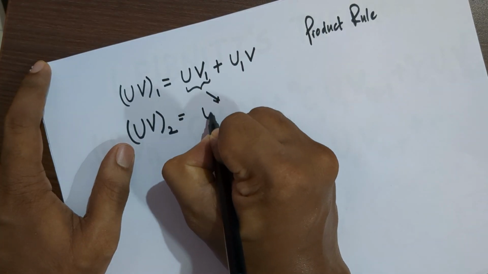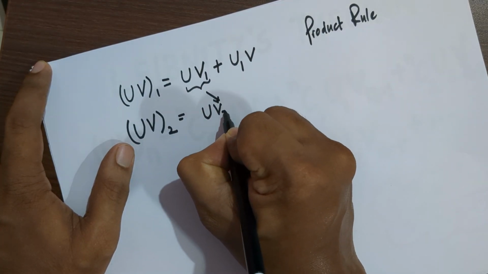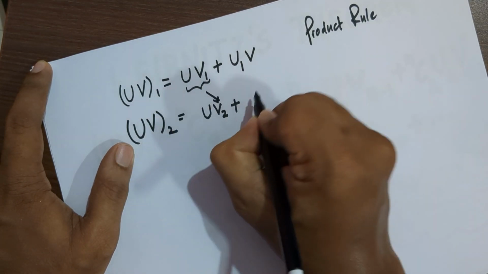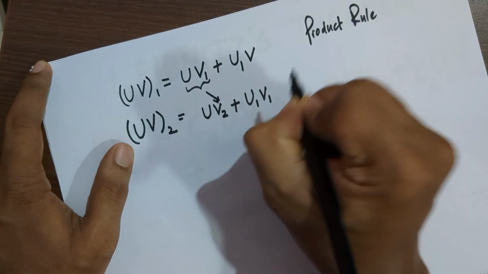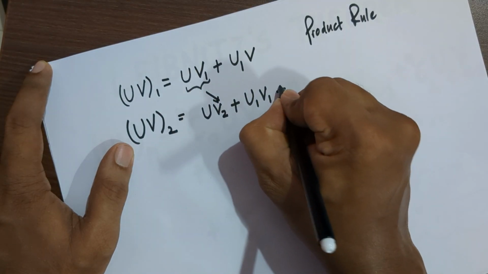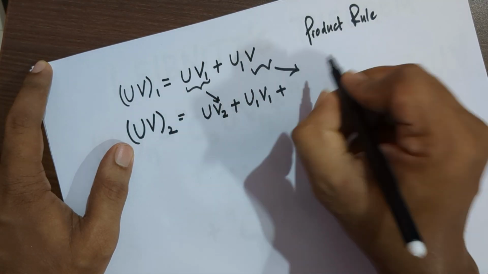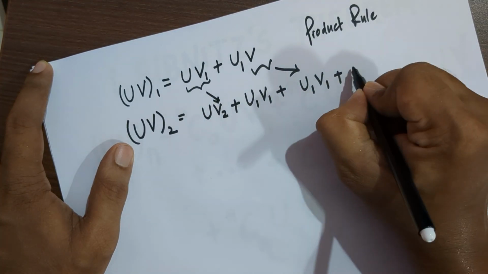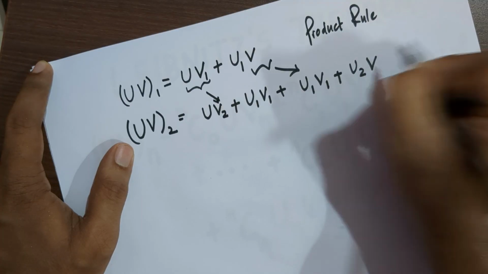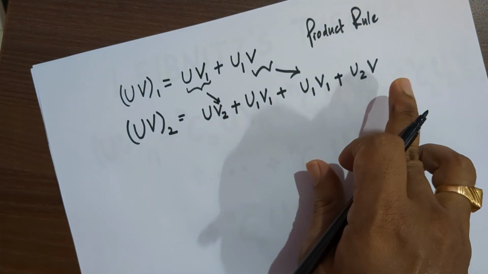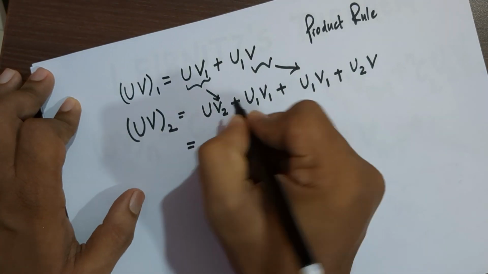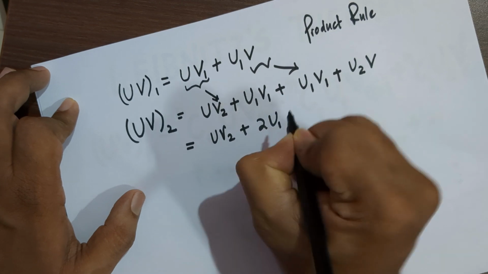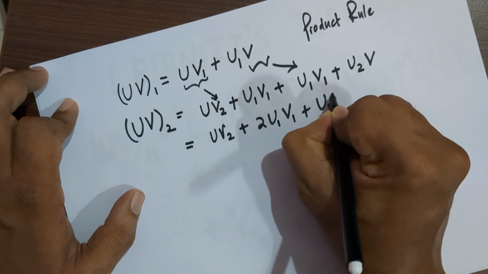it becomes keep the first as it is, then the derivative of the second, the derivative of v1 is the second order derivative of v, plus the derivative of the first one, keep the second as it is. So this is the product rule for the first term. For the second term we have keep the first as it is, then the derivative of the second, plus the derivative of the first, then keep the second as it is. Now collect all like terms. We have u v2 plus 2 u1 v1 plus u2 v.